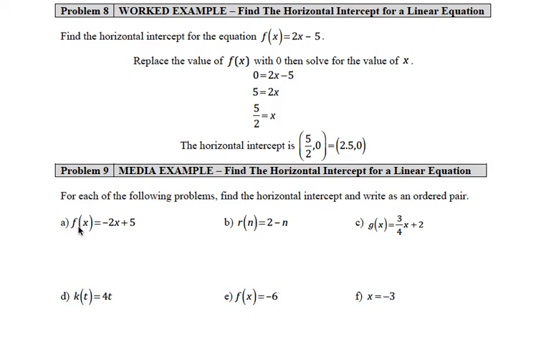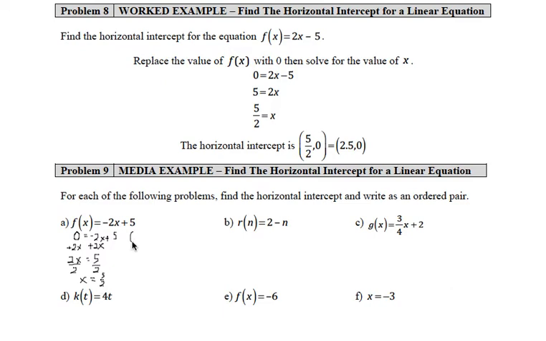So the first part, a, f of x equals negative 2x plus 5, we're going to replace f of x with 0 equals negative 2x plus 5, and then we're going to solve for x. In this case, probably the easiest way to do that is to add 2x to both sides. I always like to avoid negatives if I can. If we do that, we get 2x on the left-hand side equals 5 on the right-hand side. Divide both sides by 2, and I get x is equal to 5 halves.